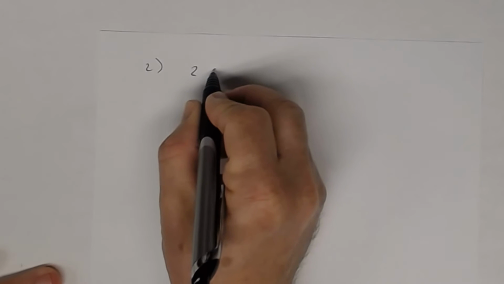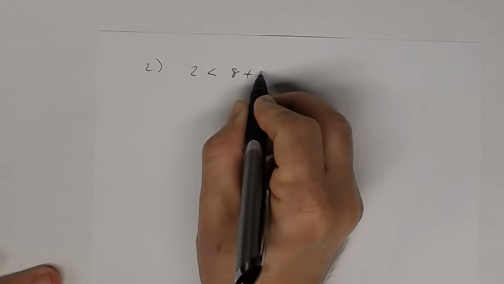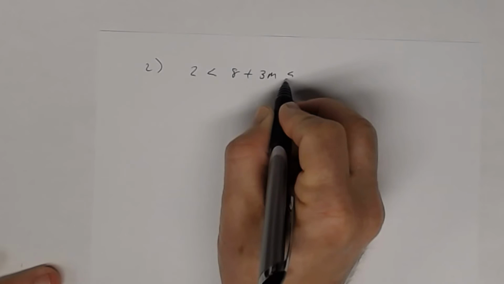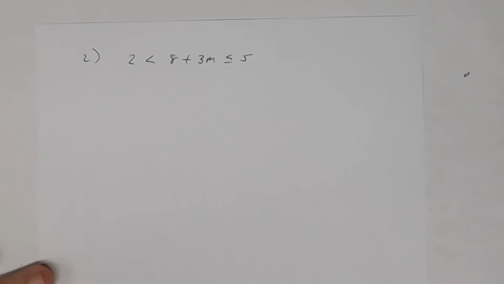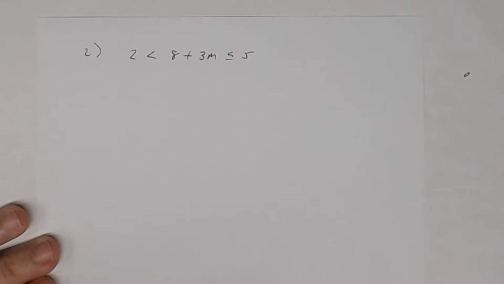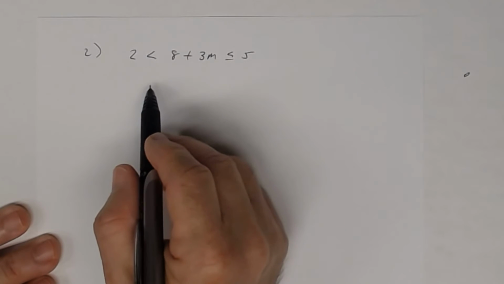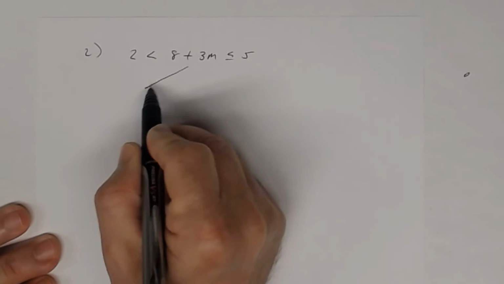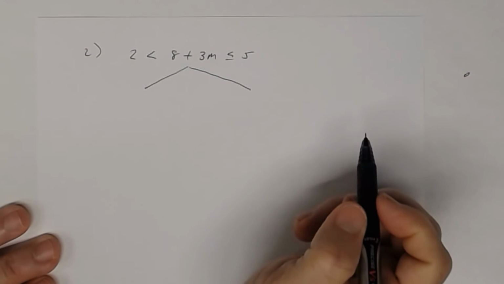So we have this for number 2. We have 2 is less than 8 plus 3m is less than or equal to 5. So 2 is less than 8 plus 3m is less than or equal to 5. And I'm going to go ahead and do it both ways. So we're going to do the first approach, which is to rewrite this as two simple inequalities.